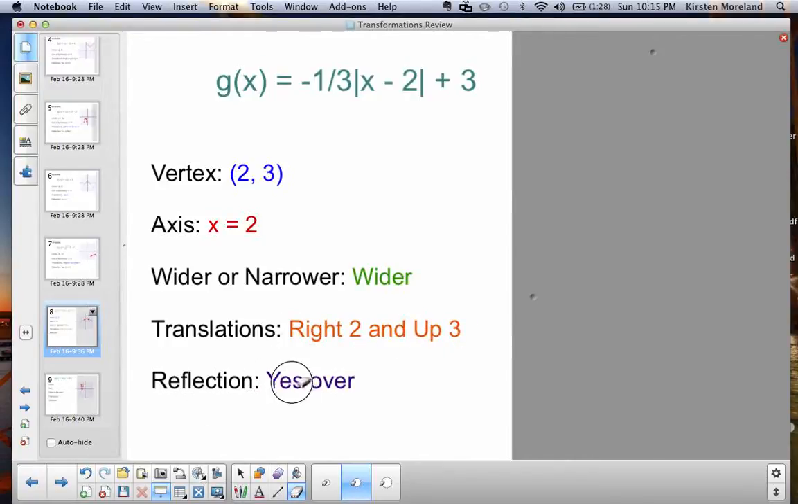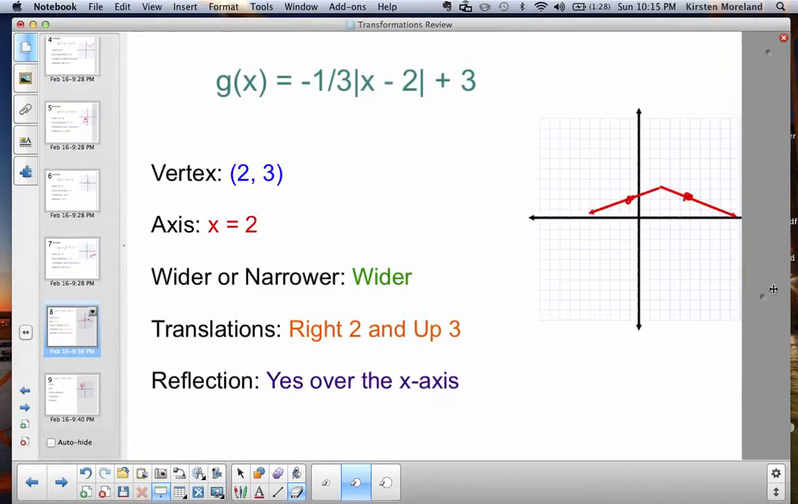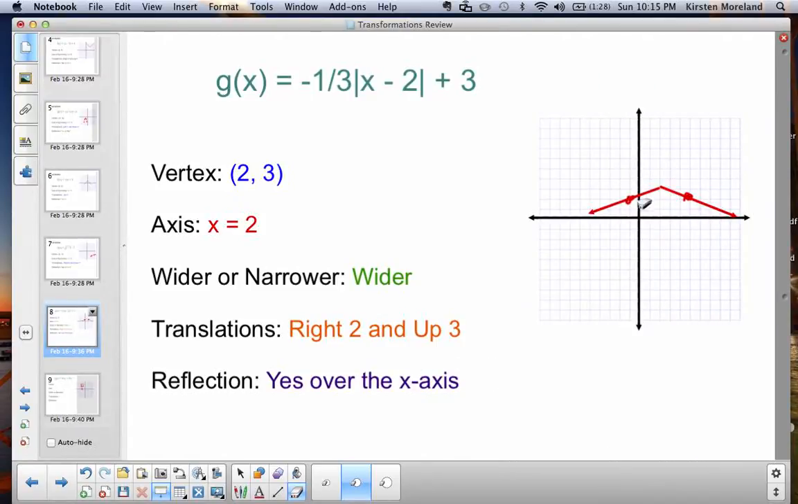And as we said, the negative is the reflection over the x-axis. So to get this graph, I already have it here, but I'm going to go to the point (2, 3) right there. That's my vertex. And to get to the next point, I'm going to go down 1 over 3, down 1 over 3, because I have a reflection and a vertical shrink by 1/3.